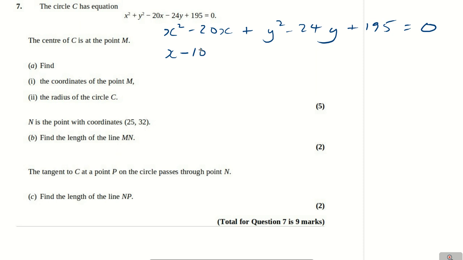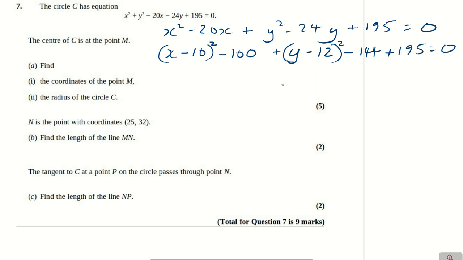if we say it's x minus 10 all squared, that gives us the x squared minus 20x, but it also gives us an extra plus 100, which we don't want, so we take that away. Plus y, and the same thing with y minus 12 all squared, take away the 144, and we still need to add on 195 equals 0.